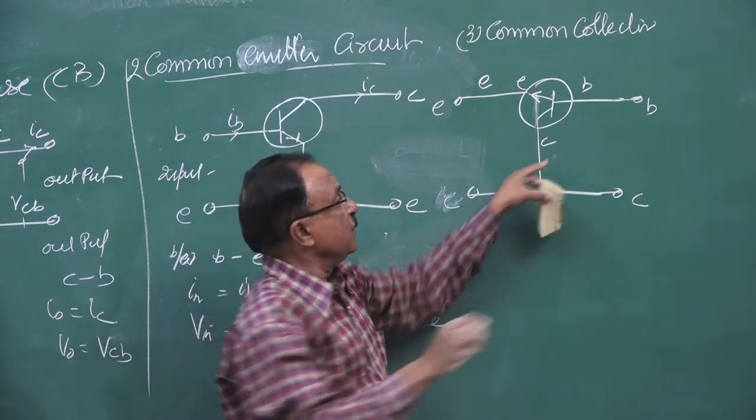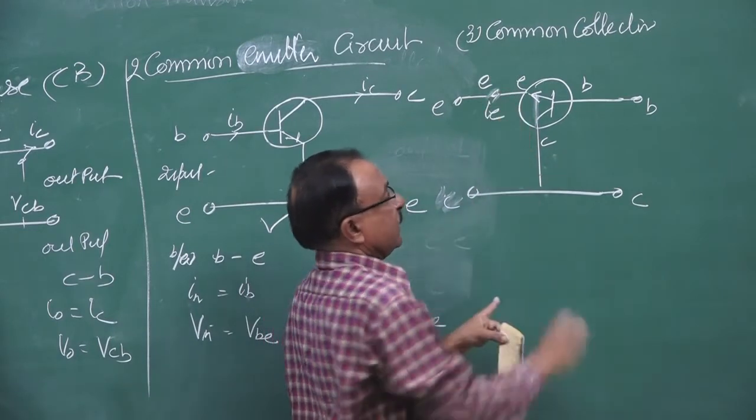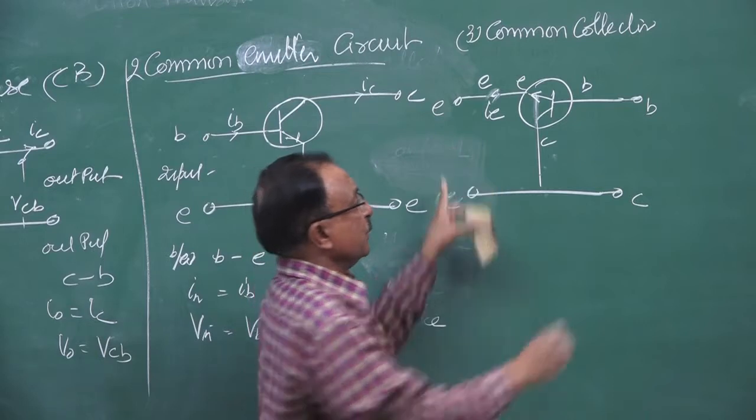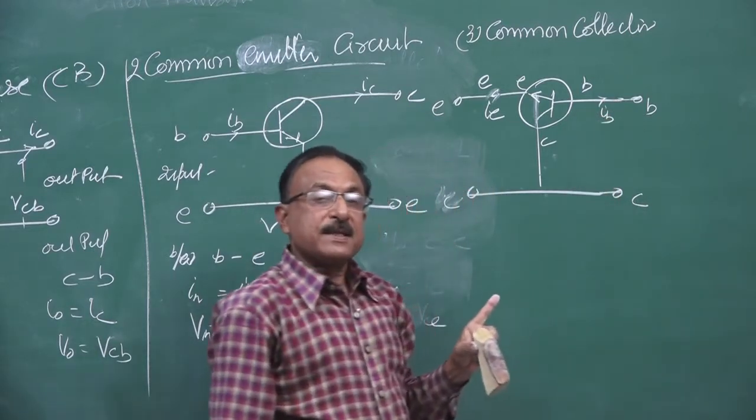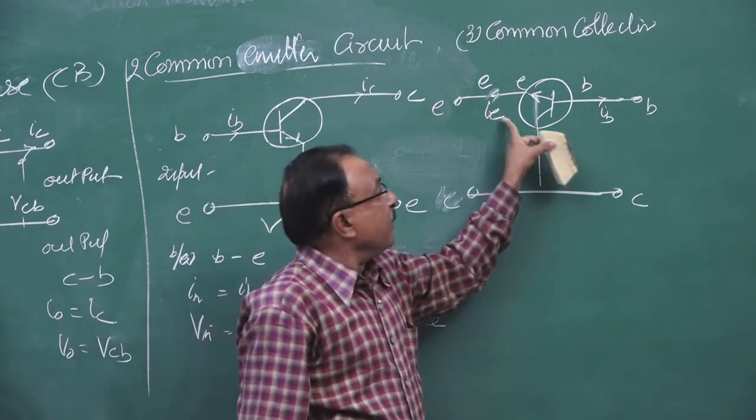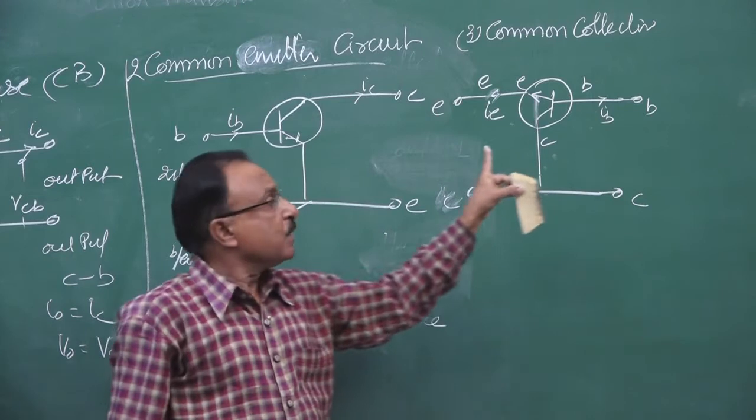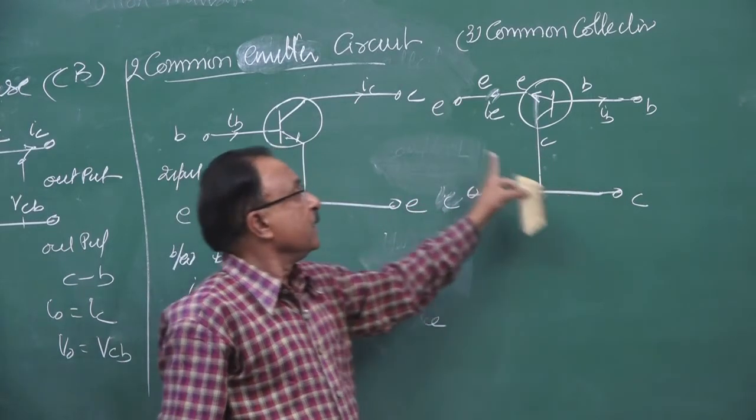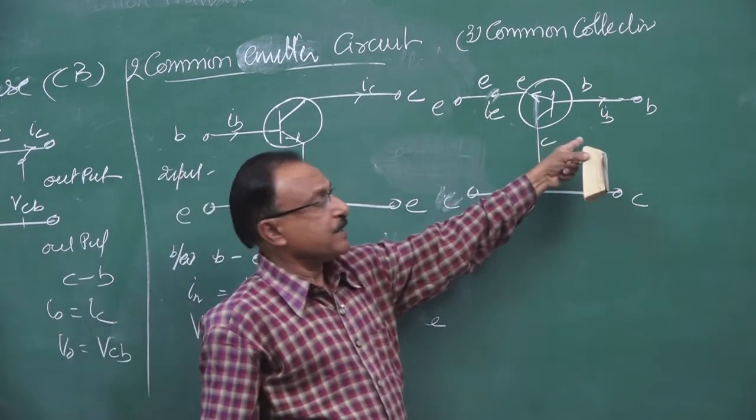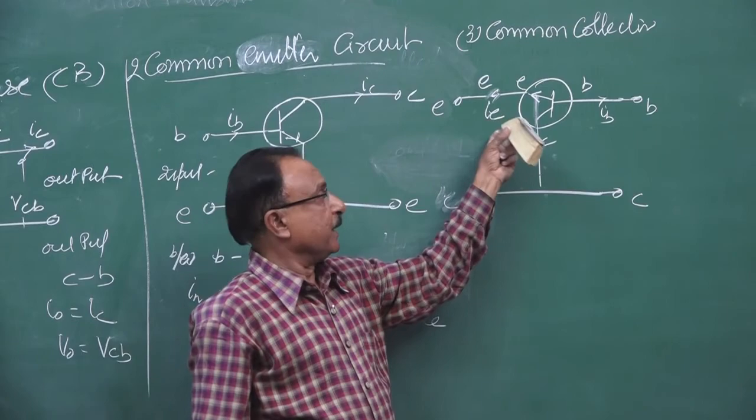Why is it rarely used? You see, input current is the emitter current. This side is input. Output current is the base current. So with 100% of the input, you get only 5% of output. So this circuit is very rarely used, because we get very little output with a large input current.